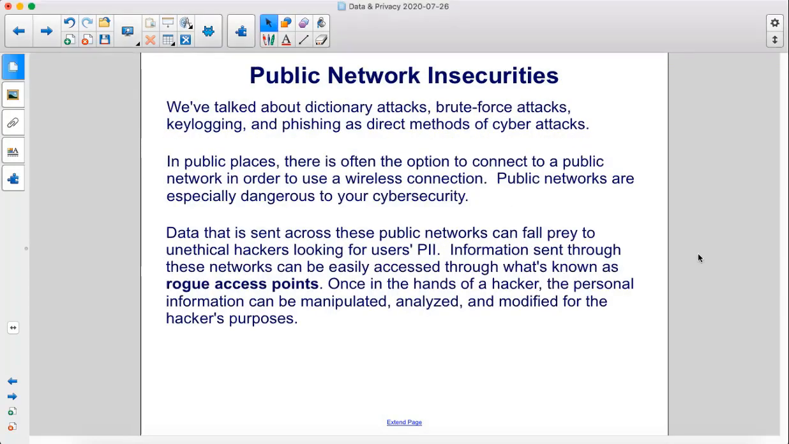We've talked about dictionary attacks, brute force attacks, keylogging, and phishing as direct methods of cyber attacks. In public places, there is often the option to connect to a public network in order to use a wireless connection. Public networks are especially dangerous to your cybersecurity. Data that is sent across these public networks can fall prey to unethical hackers looking for users' PII. Information sent through these networks can be easily accessed through what's known as rogue access points. Once in the hands of a hacker, the personal information can be manipulated, analyzed, and modified for the hacker's purposes.